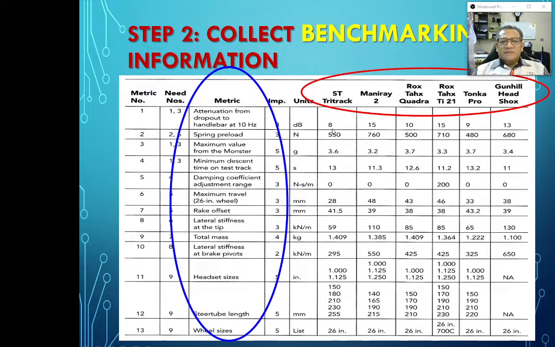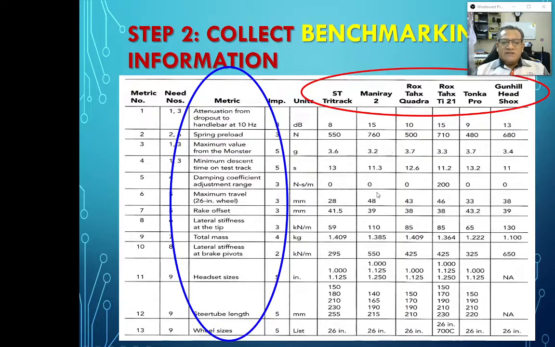For example, attenuation from dropout to handlebar at 10 hertz, ST Tri-Track could handle 8 decibel. That is the lowest, and the highest in the market is Rocktex Titanium 21. It can handle 15 decibel, and Maniray could handle a maximum of 15 decibel of the attenuation from dropout to handlebar at 10 hertz. So minimum is 8, maximum is 15.